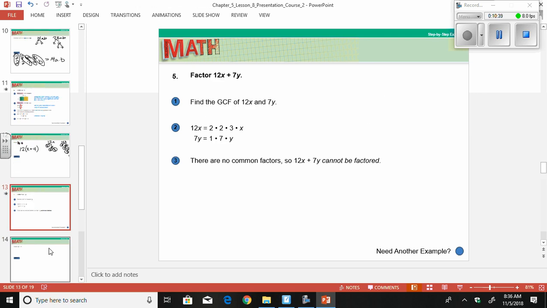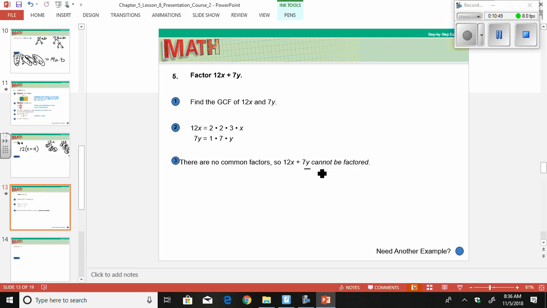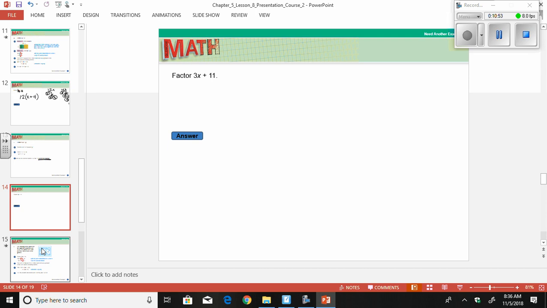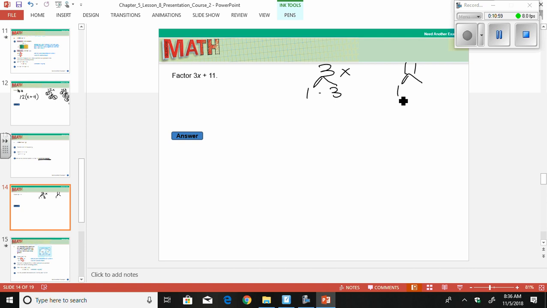Again, factor here. What do we have in common? They did their factor tree. It doesn't look like we have anything in common. So this cannot be factored. And so that's what we put, cannot be factored anymore. So 3x plus 11, 3 is 1 times 3. 11 is 1 times 11, so there's nothing to factor. Cannot be factored.